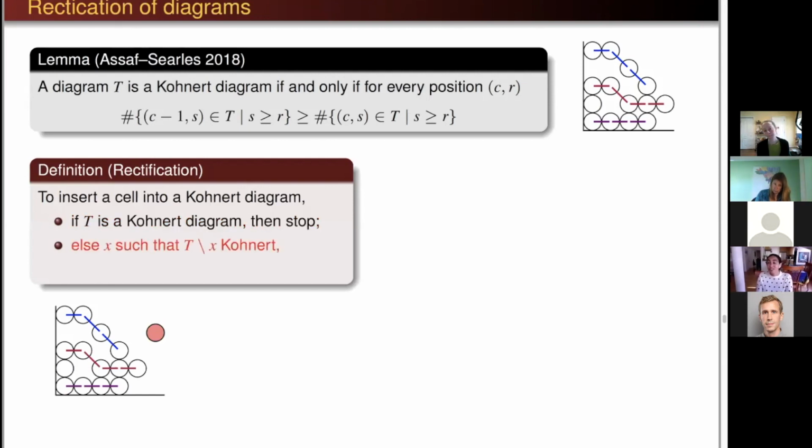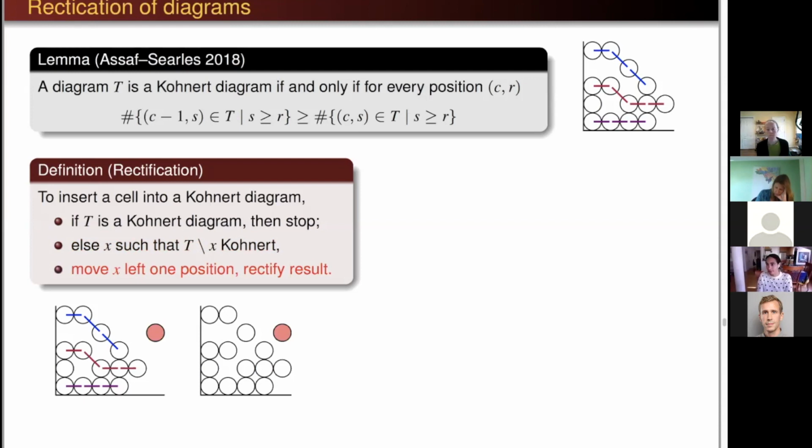Theorem, if it's not a Conant diagram, there's a unique bubble that makes it fail. That's specific to adding a bubble to a Conant diagram, but it's true in that case. Okay, there's a unique bubble that doesn't match. Fine, move that bubble left. Iterate, try to match it. Does it match? No, that bubble still doesn't match to anything. Fine, move the bubble left. Okay, try to match it.